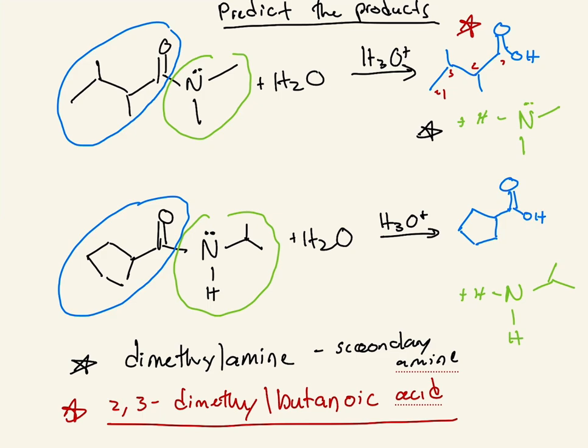And so what would the name for this be then? What was this group called? Isopropyl. And are there any other groups? Nope, so we just call it isopropylamine. That's how we would name that structure. Good.